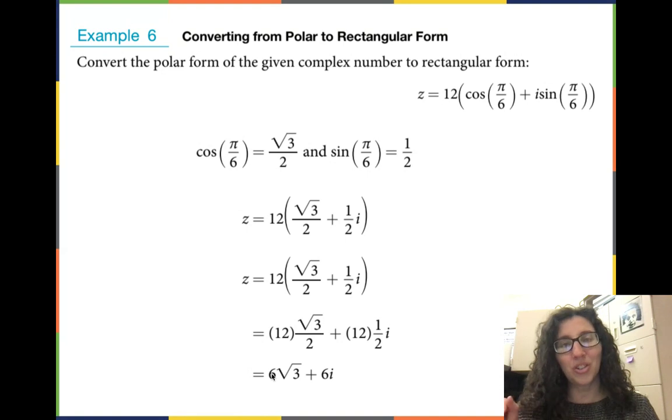So this direction's a little bit easier, right? Going from rectangular to polar, we have to find the angle, which I think is a little bit tricky, using the inverse trig table. Evaluating these trig functions is a little bit more straightforward, I think.